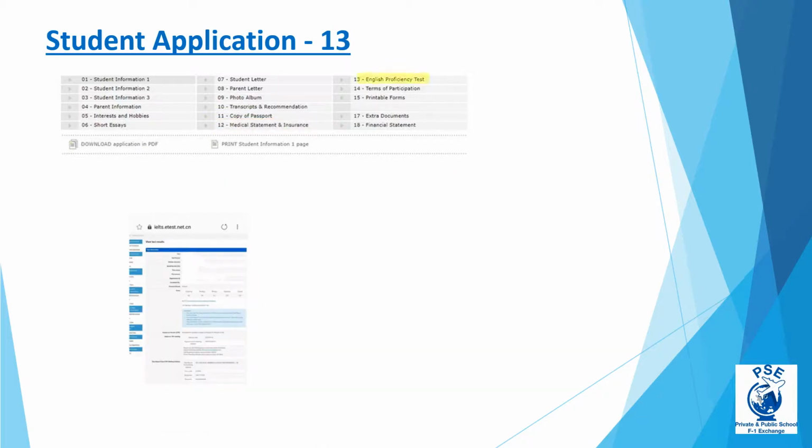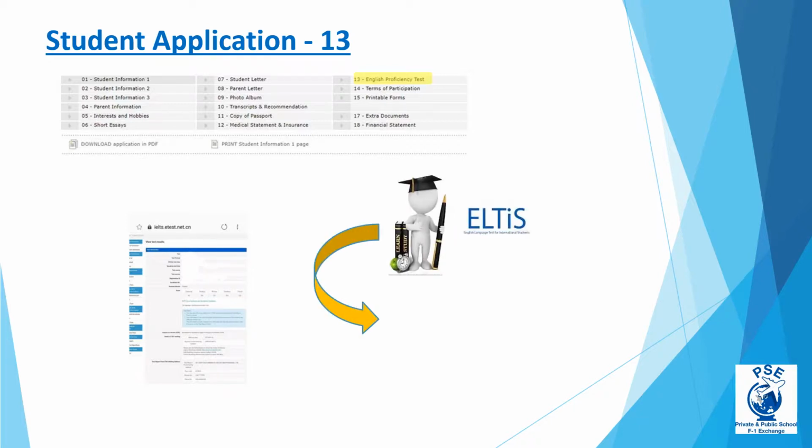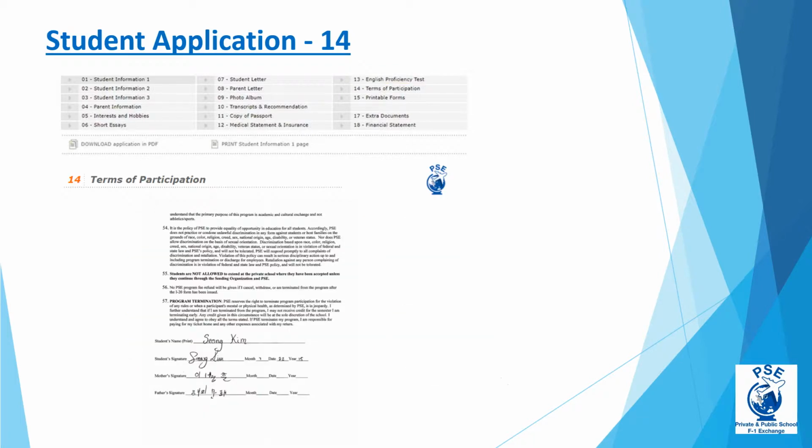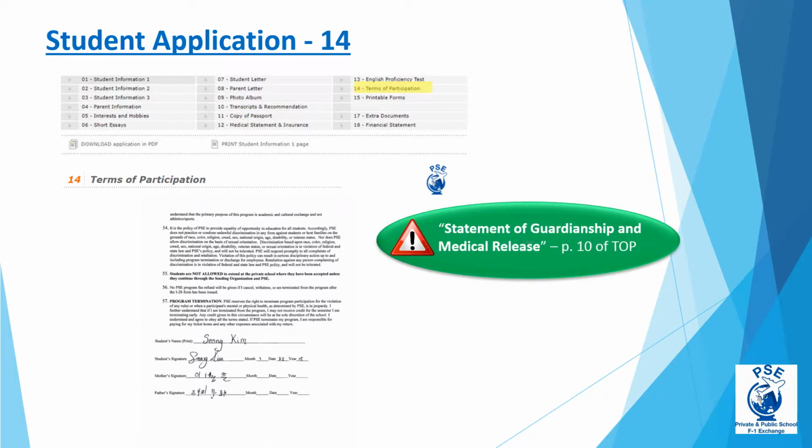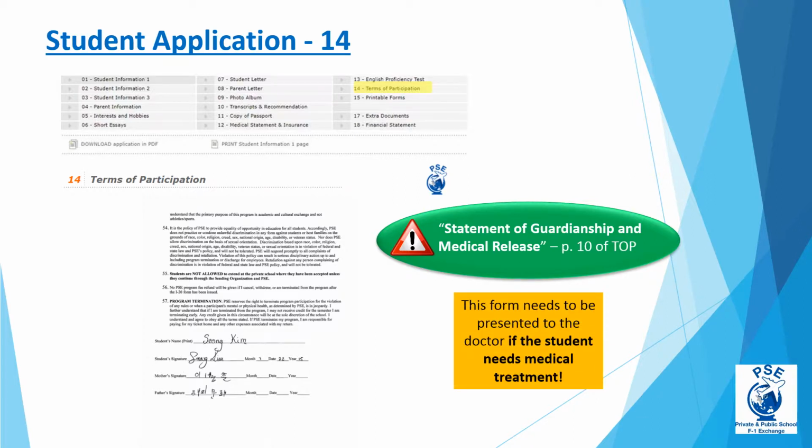Page 13 of the student application is where the student's English proficiency test is located. The school uses the test results as one of the requirements to determine student eligibility. Page 14 is where the student's signed terms of participation documents are located. The most important of these is the page entitled Statement of Guardianship and Medical Release, which is page 10 of the terms of participation. A host family will need to bring this form with them to the doctor if a student needs medical treatment. The form is mailed to the host family, but they can also access it here. Please be sure you know how to access this form for your student in case your host family needs a copy.